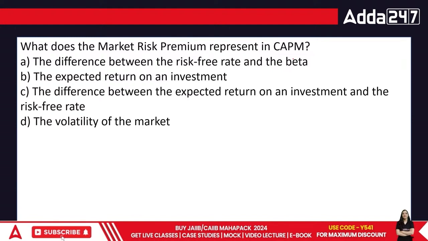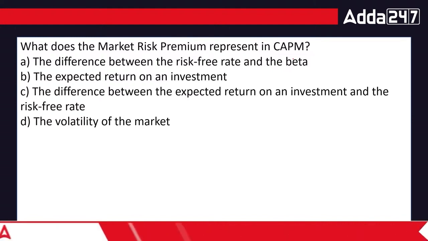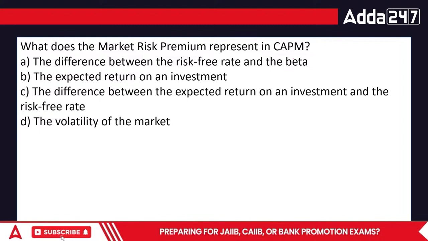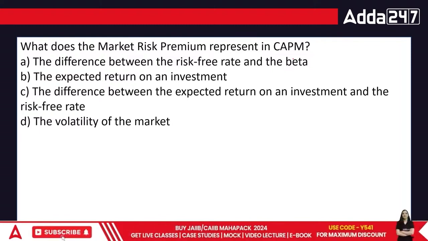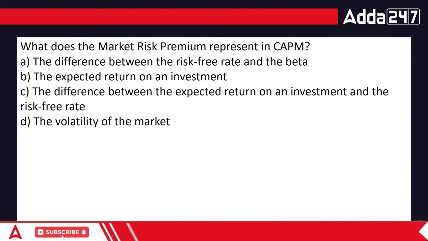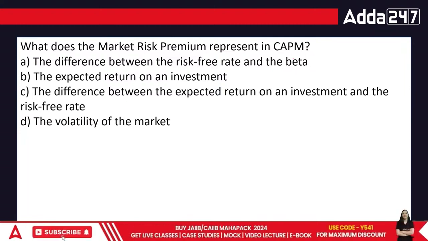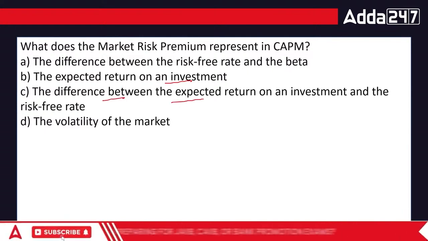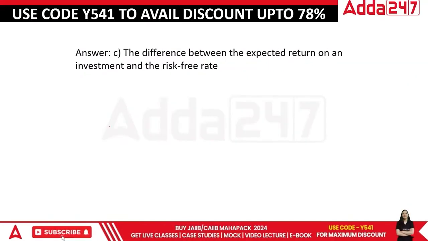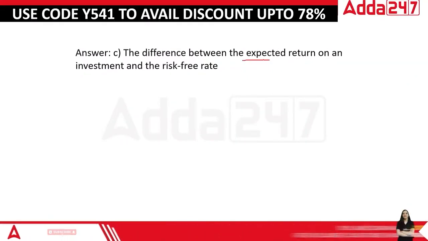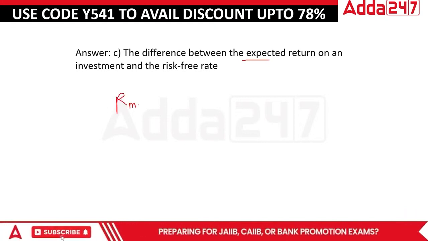What does the market premium represent in CAPM? Market premium means more risk, more return, less risk, less return. That's one of the realities of life. The options: the difference between the risk-free rate and beta; the difference between the expected return on an investment and the risk-free rate; or the volatility of the market. In this case, the answer is the difference between the expected return, actually the return of the market, minus the risk-free rate.